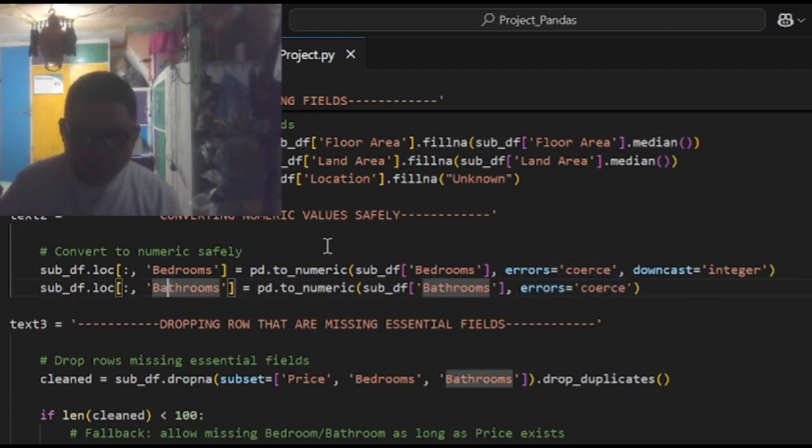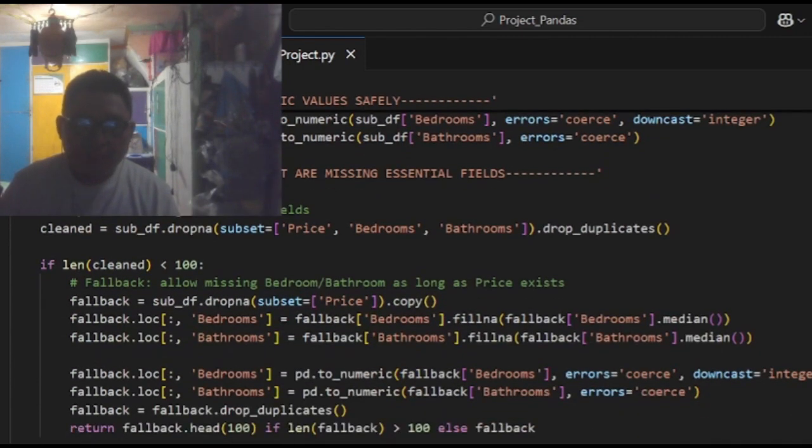Then for the bedrooms, we also added downcast equals integer here, which tries to store the numbers in a more memory efficient way, like using the smallest possible integers. For bathrooms, we didn't downcast because it can possibly have decimal values like 1.5 or 2.5, so we decided to keep it as a float. Of course. So overall, the next part is already explained by Mr. Elumba, and for our summary, Miss Alisanko will do her part.